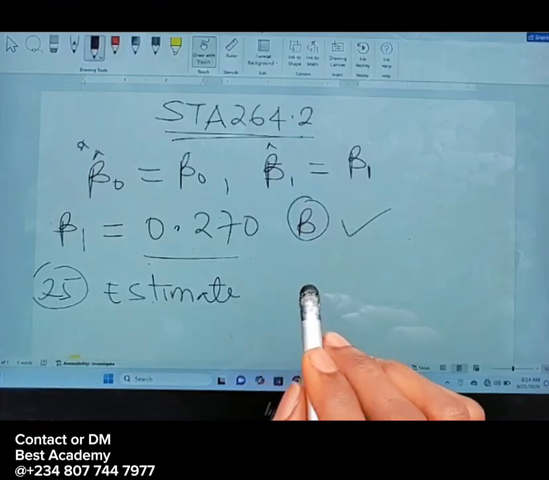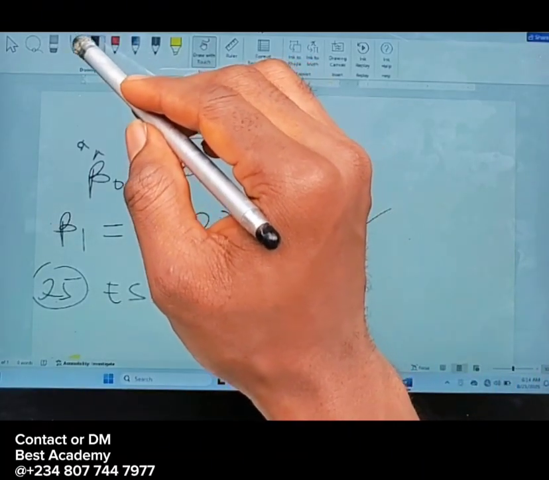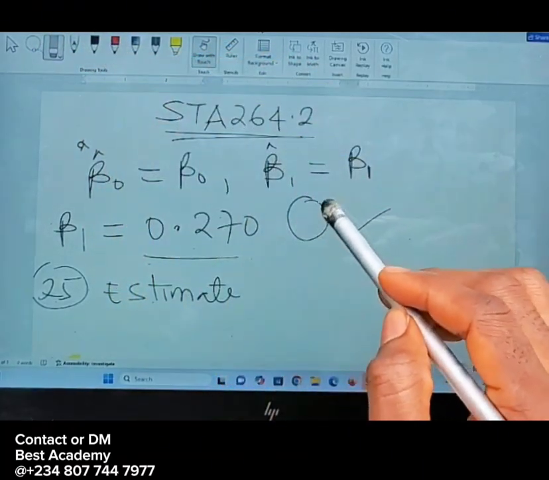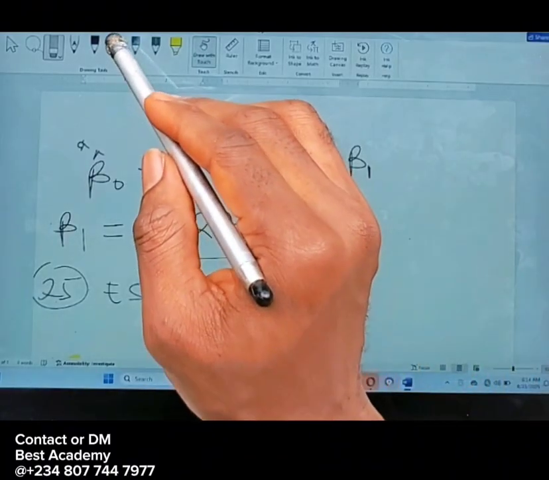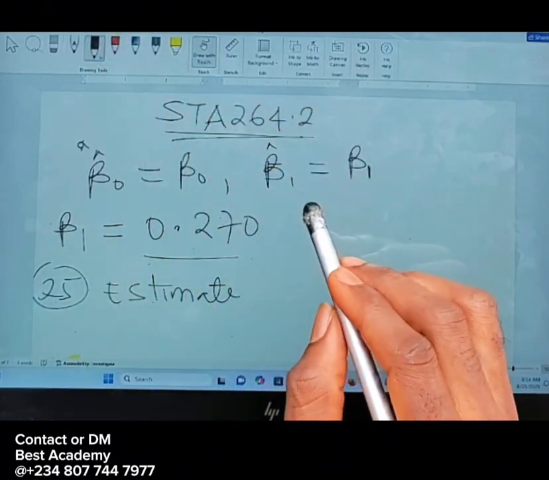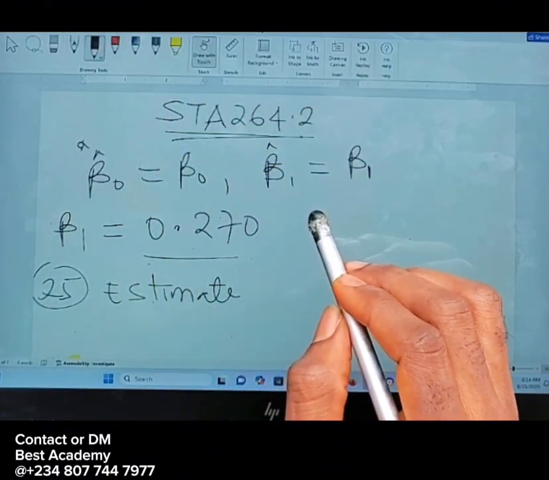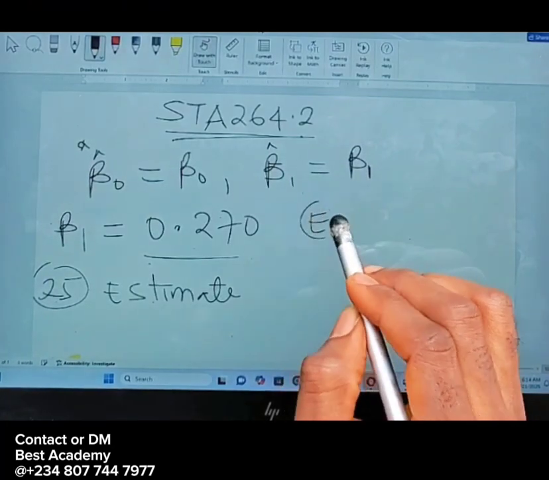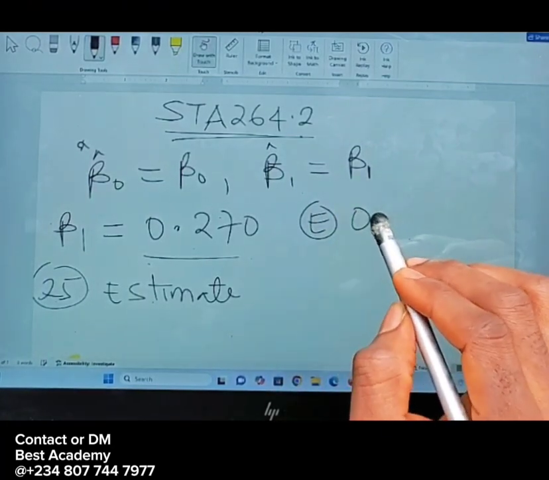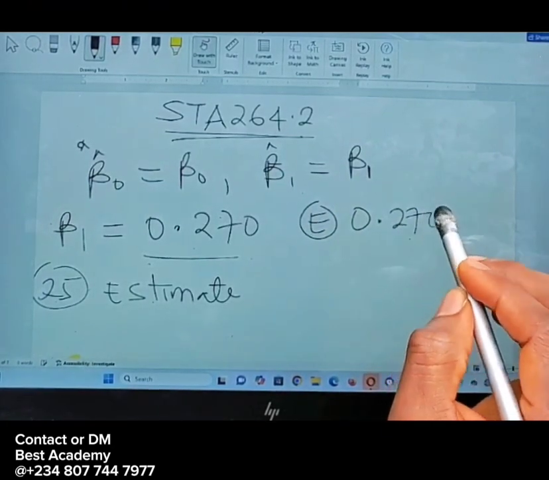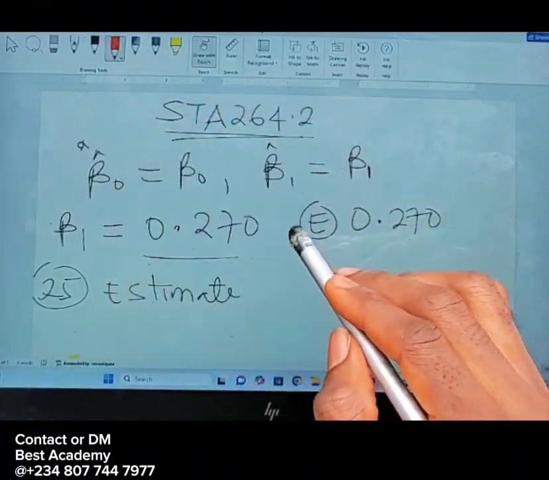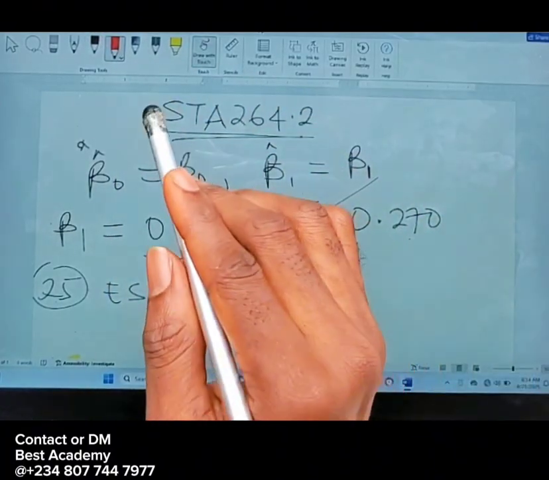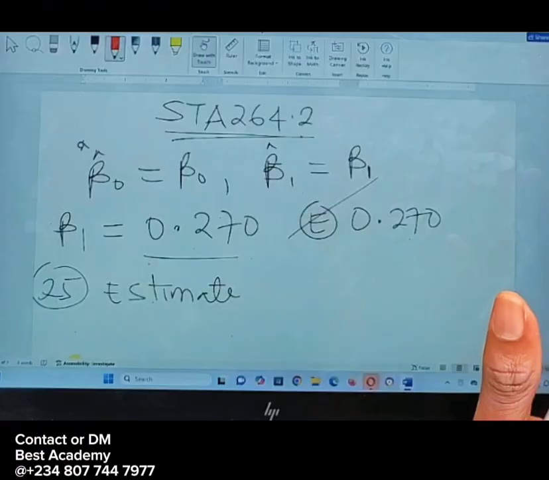Estimate. Okay, this is not the option. The option is not there, so in a case like this, you can just write the value. Maybe you can just put E in a case like this, put E 0.270 and mark the option there. Okay, so the next option here, I will tell us the reason for that.